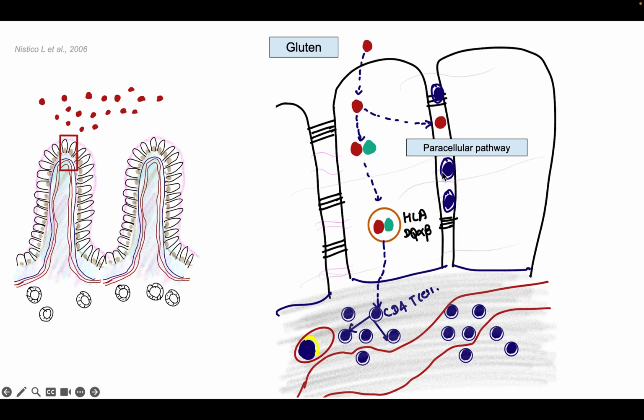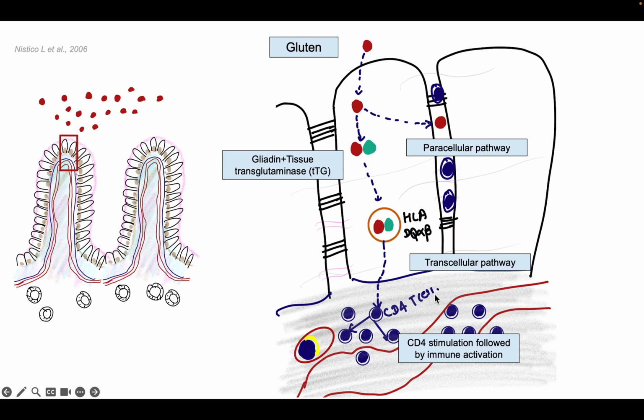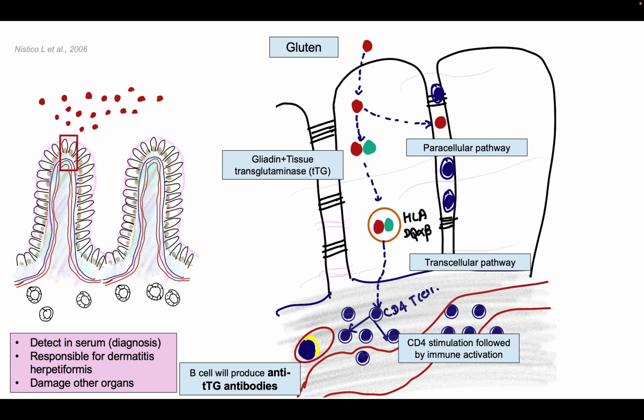Next step: if you are healthy but genetically predisposed, then this gluten is carried by tissue transglutaminase, and this complex is presented to the CD4 T cell with the help of HLA-DQ alpha beta. After activation, this CD4 T cell will activate your immunity against the gluten peptides with the production of anti-tissue transglutaminase antibodies. This is a diagnostic antibody, so you can detect it in the serum, and this antibody cross-reacts with the dermal antigen. That's why patients with celiac disease show dermatitis herpetiformis, and it also damages other organs.